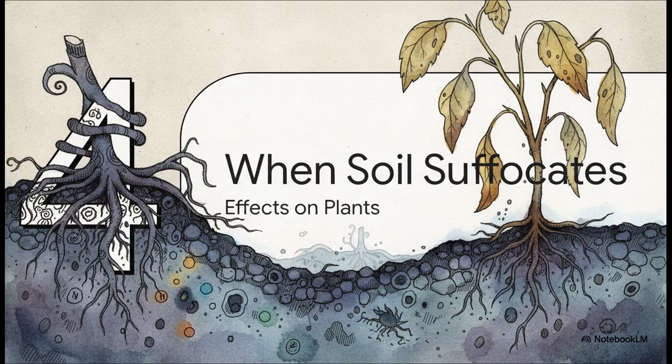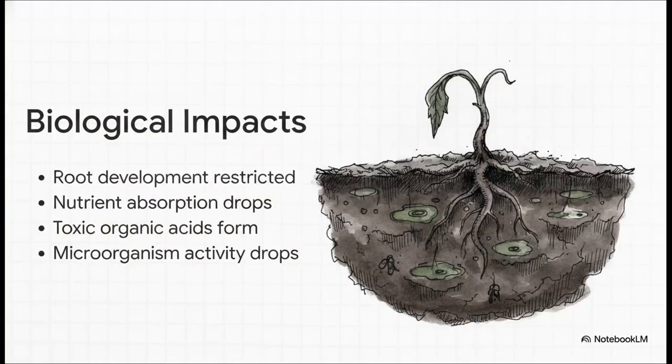Which brings us to Section 4, when the soil suffocates, effects on plants and nutrients. So what actually happens when aeration drops below those critical thresholds? Well, the cascading biological failures happen fast. First, like we just saw, plant root development is severely restricted or outright stopped. And because of that, the root's ability to absorb water and vital nutrients drops significantly.